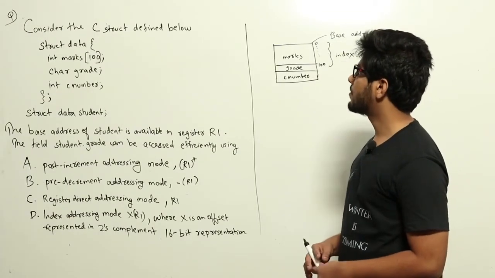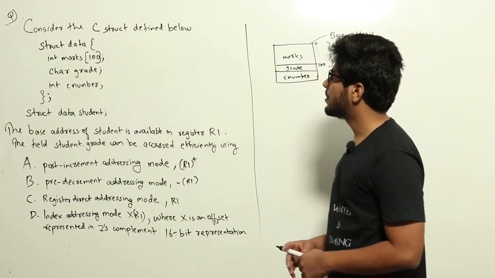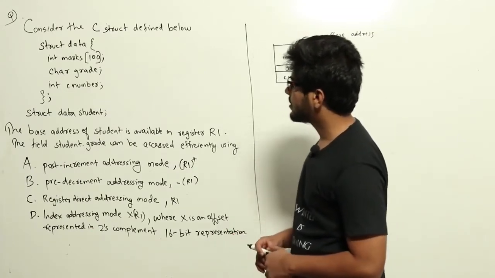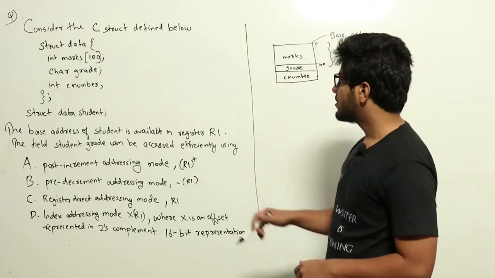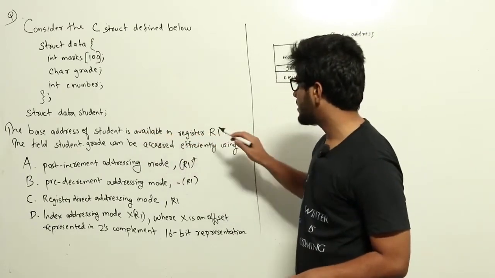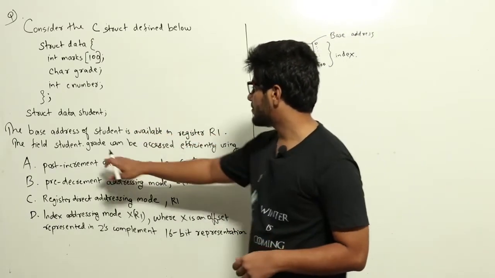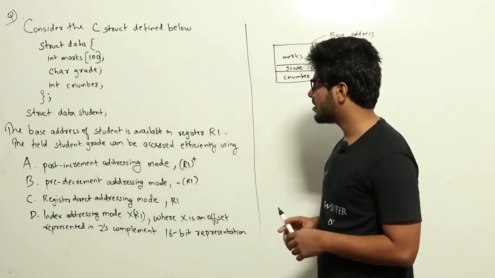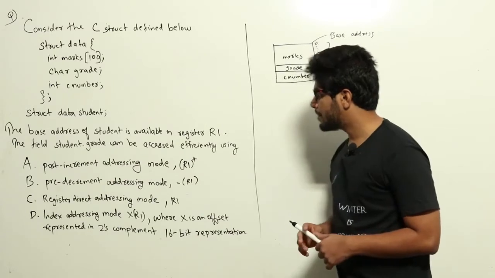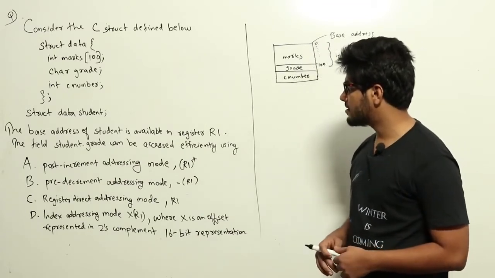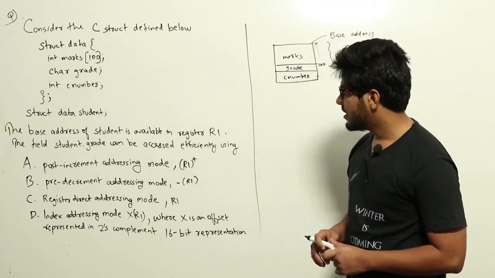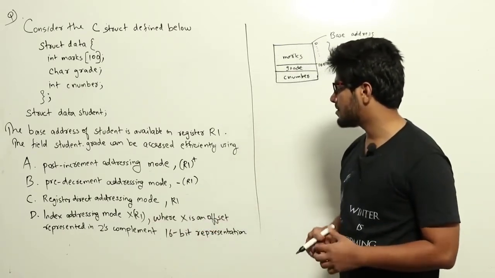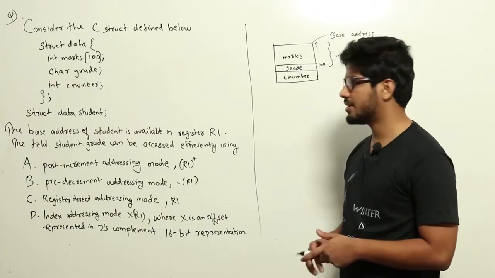Consider the C struct defined below. struct data { int marks[100]; char grade; int cnumber; }; struct data student. The base address of student is available in register R1. The field student.grade can be accessed efficiently using: A, post increment addressing mode; B, pre decrement addressing mode; C, register direct addressing mode; D, index addressing mode, X(R1), where X is an offset represented in 2's complement 16-bit representation.